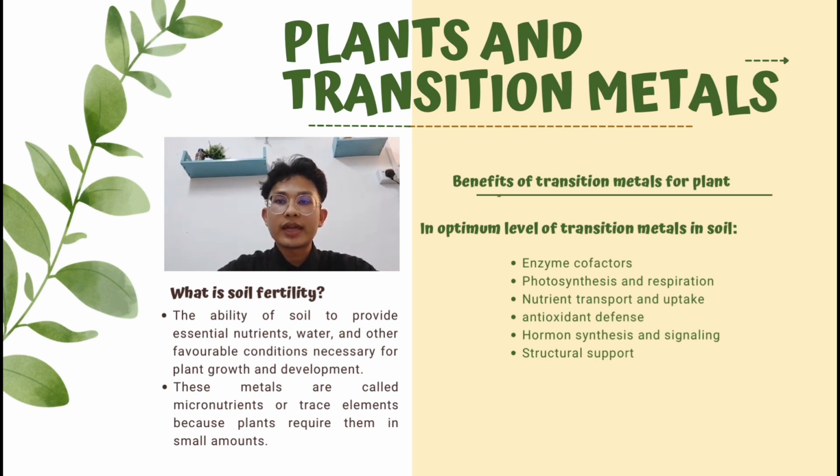Next, photosynthesis and respiration. Transition metals such as iron, manganese, and copper are involved in the electron transport chains during photosynthesis and respiration. Next is nutrient transport and uptake. Transition metals play a role in the uptake and transport of other essential nutrients in plants. Transition metals such as zinc, copper, and manganese are components of antioxidant enzymes. They protect plants from oxidative stress.